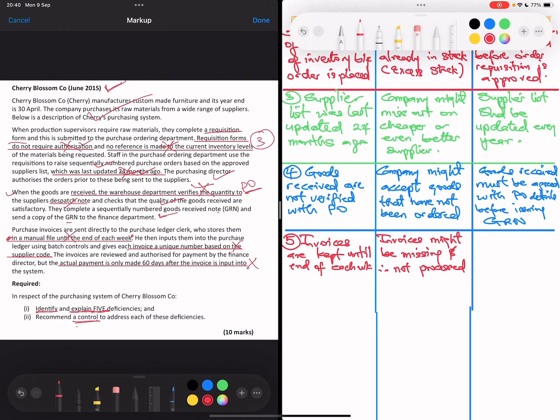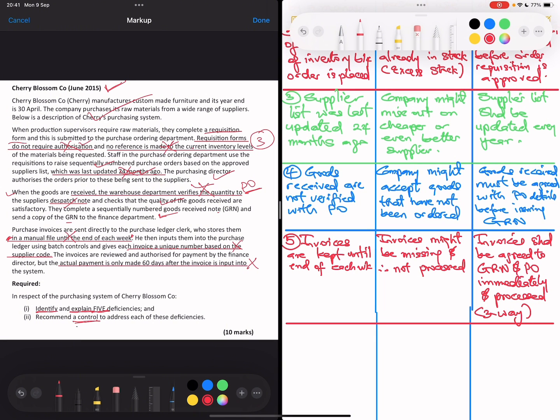So invoices should be agreed to GRN and PO immediately and processed. Very important. Remember, this is the three-way check that I mentioned the last time. Once you do that, then the invoice is ready to be processed.